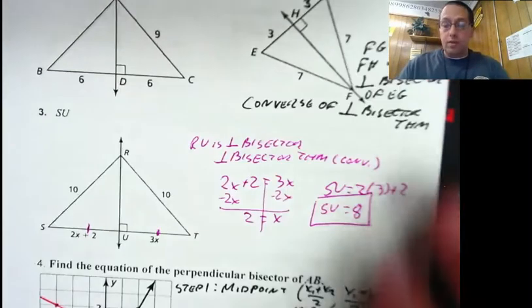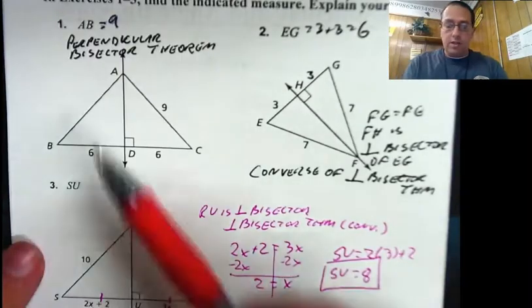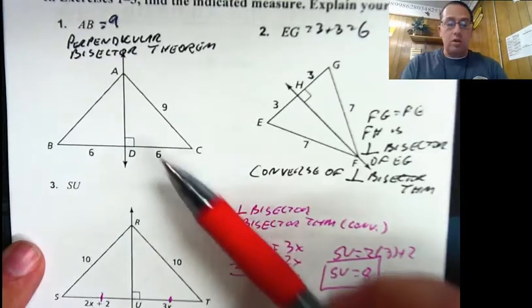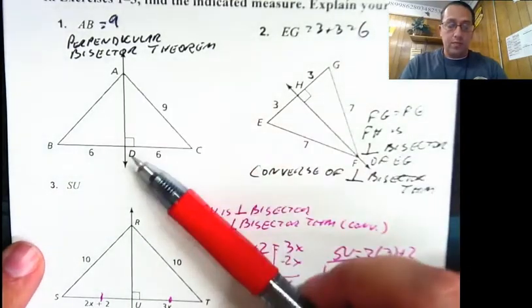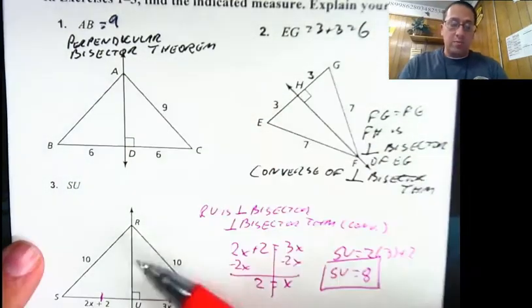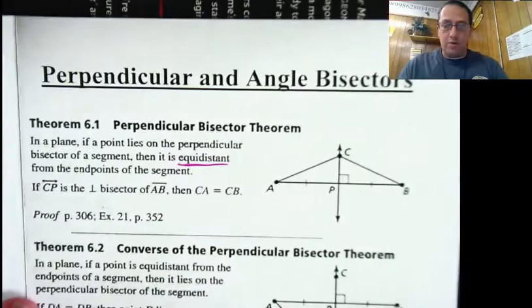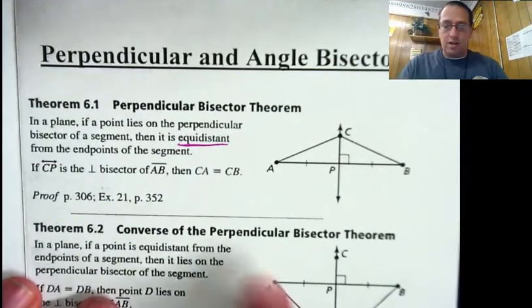Important thing, if a point is equidistant from the endpoints of a segment, it is on the perpendicular bisector. And if it's on the perpendicular bisector, it's equidistant from the endpoints of the segment. This is the perpendicular bisector theorem and the converse of the perpendicular bisector theorem.